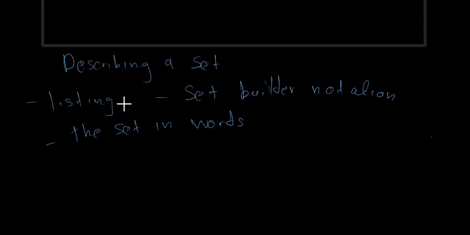So we describe a set, as we have said, by listing, then using the set builder notation, then using words. For example, we can list A = {a, b, c, d}. This is listing. We can also use the set builder notation, as I showed you in that example, and we can also describe by using words, for example, a set of even numbers. All right, we proceed.